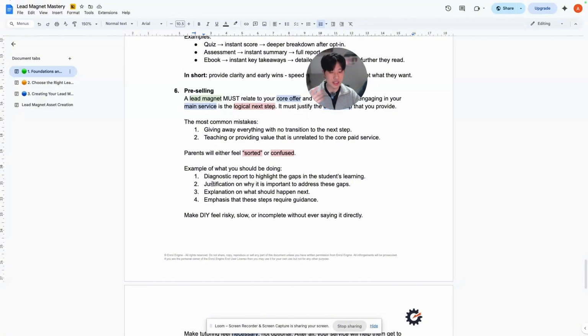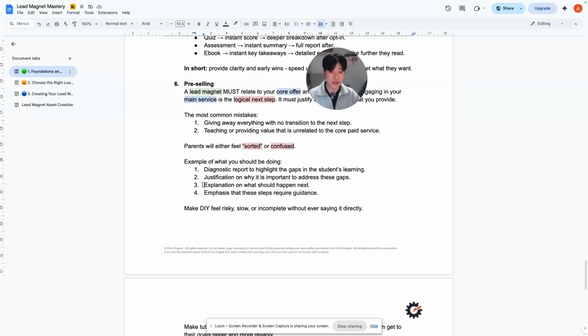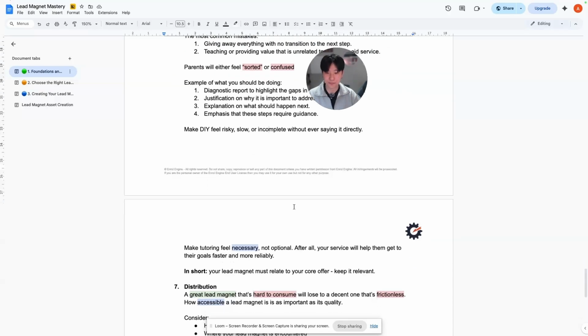The second is justifying why it is important to address the gaps that you've identified. The third is an explanation of what should happen next from here. And the fourth is an emphasis that these steps probably require guidance. So what this does is it makes DIY, so doing the solution for themselves at home, feel risky, slow, and incomplete without ever saying it directly to them. You just show them, you don't tell them.